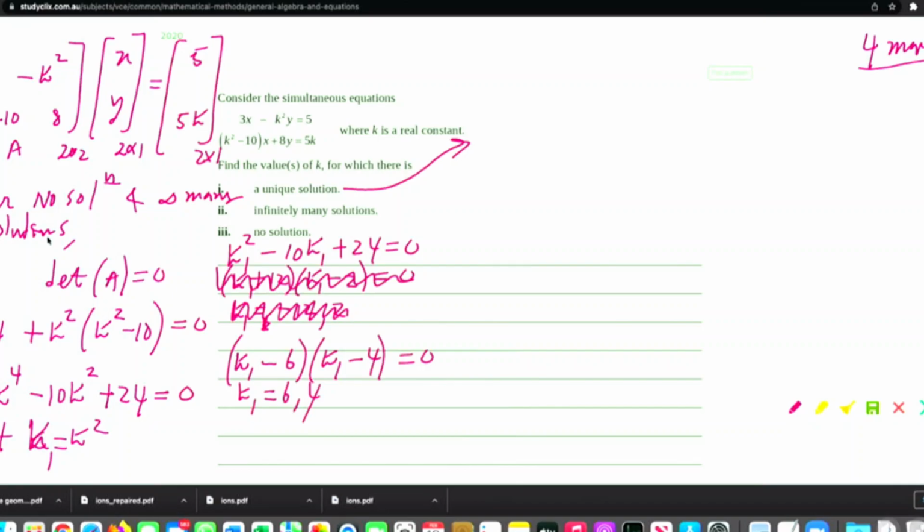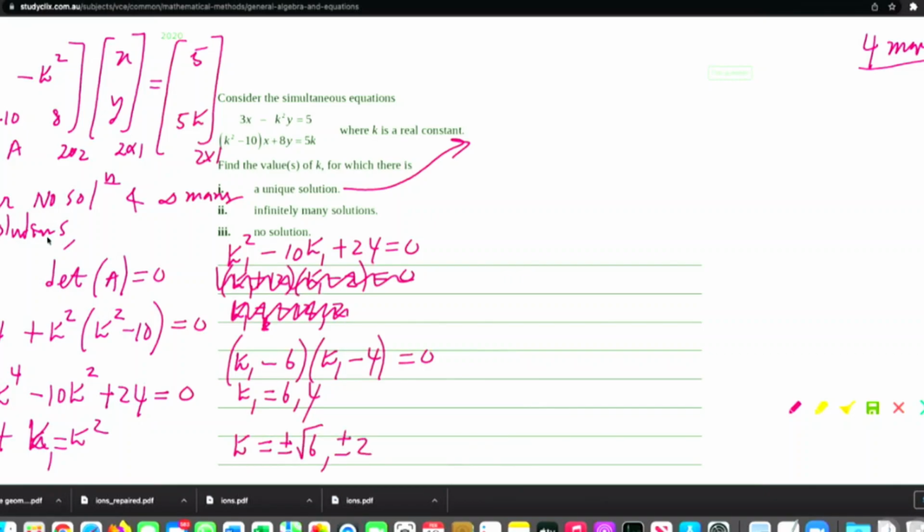So A is 6 and 4. So now to find the unique solutions, you don't have to do any calculation. You have to find k now. So what is k here? Plus or minus root 6 and plus or minus 2.